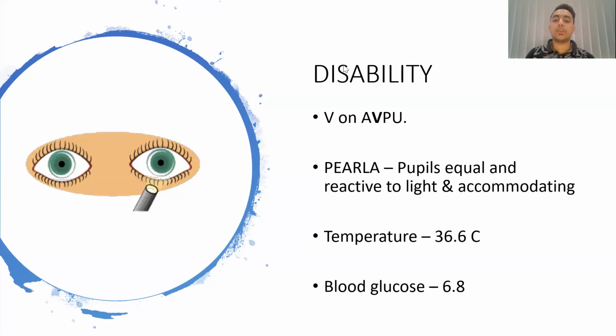Okay, that's fine. The normal blood glucose levels are from 4 to 11. So if it is below, the patient is hypoglycemic, and if it is above 11, then the patient is hyperglycemic.